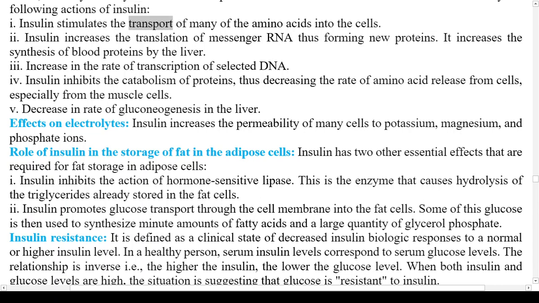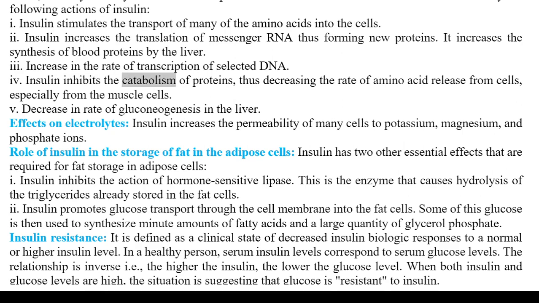1. Insulin stimulates the transport of many of the amino acids into the cells. 2. Insulin increases the translation of messenger RNA, thus forming new proteins. It increases the synthesis of blood proteins by the liver. 3. Increase in the rate of transcription of selected DNA. 4.